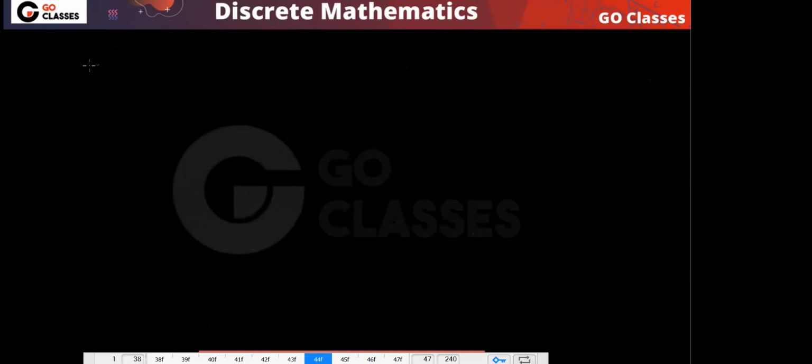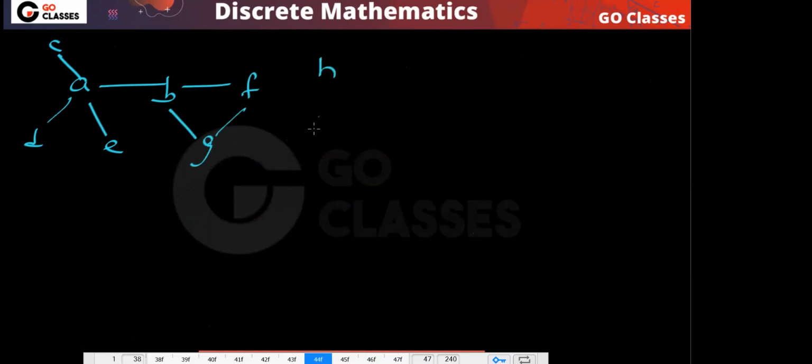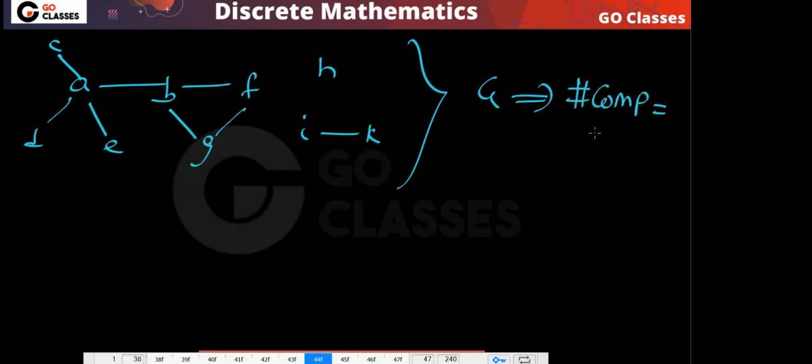For example, let's consider this graph: A, B, C, D, E, F, G, H, I, K. In this graph, all your answers are there. Tell me one thing. In this graph, what is the number of components? The number of components K is total 3.